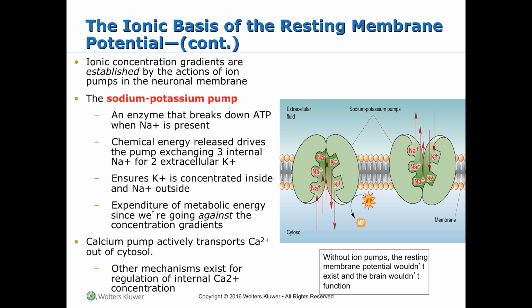Now, what this pump does is it ensures potassium is concentrated inside the cell and sodium is concentrated outside the cell. Now, because you're going against concentration gradients, you have to expend metabolic energy. There are other examples of pumps in the nervous system, one of them being calcium pumps, which helps to actively transport calcium out of the cytosol. And without these ion pumps, the resting membrane potential wouldn't exist and the brain wouldn't function. You need these resting membrane potentials in order for neuronal communication to occur. If you didn't have these pumps, that could never be reestablished.